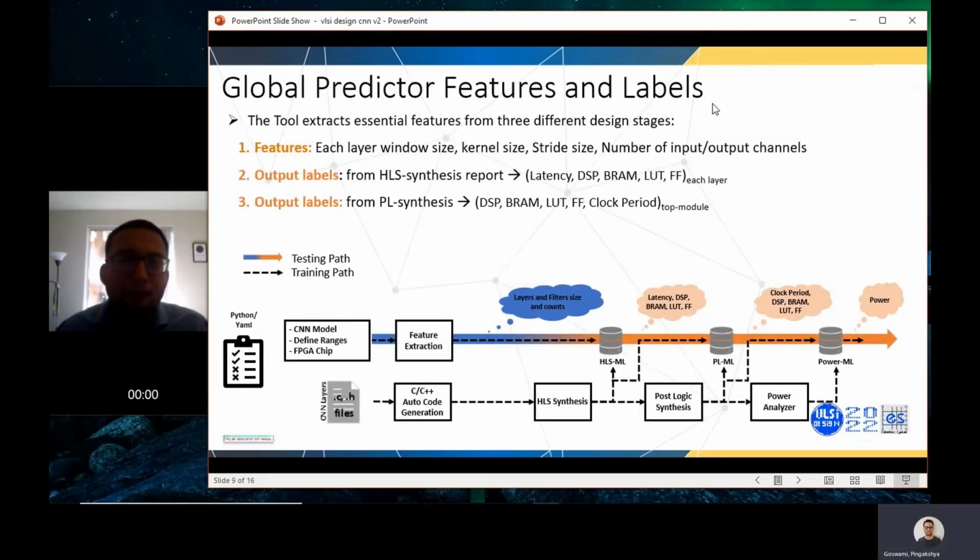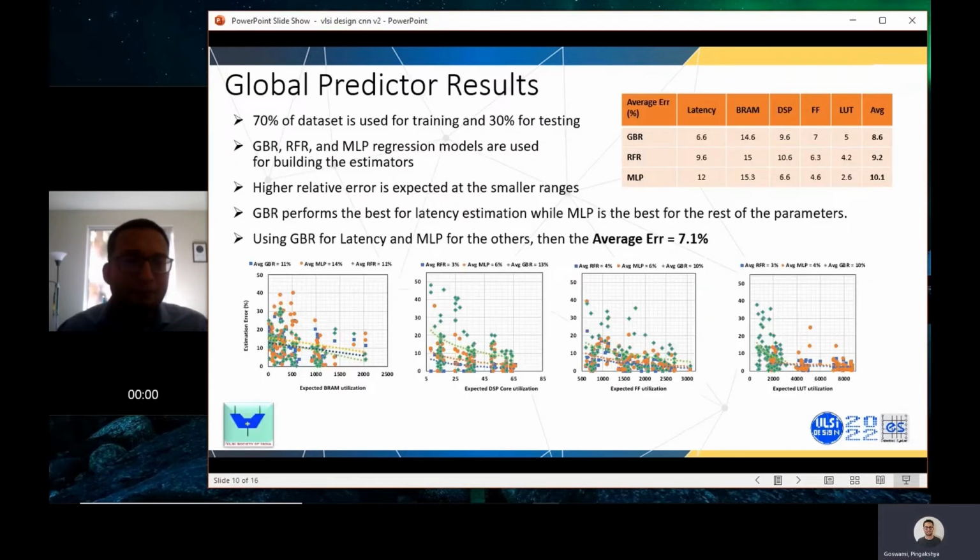So in global predictor, the features come from the CNN architecture, which includes layer size, window size, kernel size, stride size, and number of input-output channels. The output labels come from two stages. Either we can take the output labels from the post-C synthesis stage or the post-logic synthesis stage. We ran experiments on around 450 designs, 70% of which were used for training and 30% for testing.